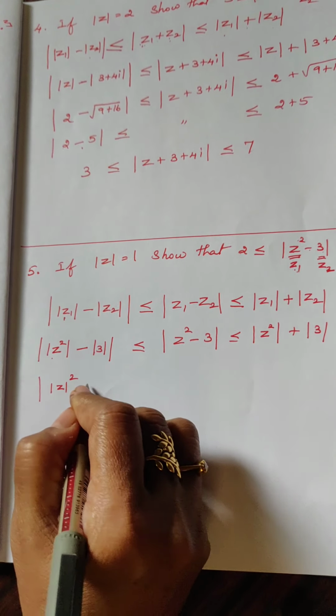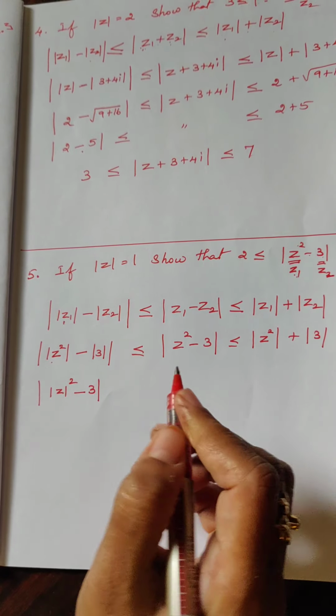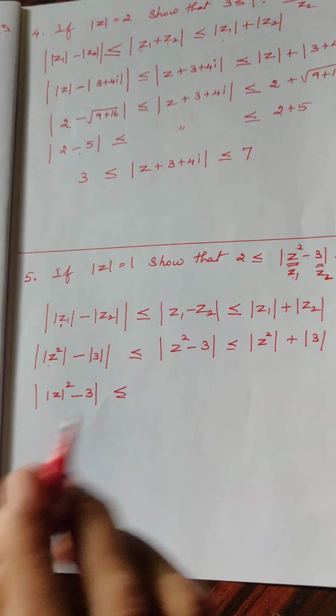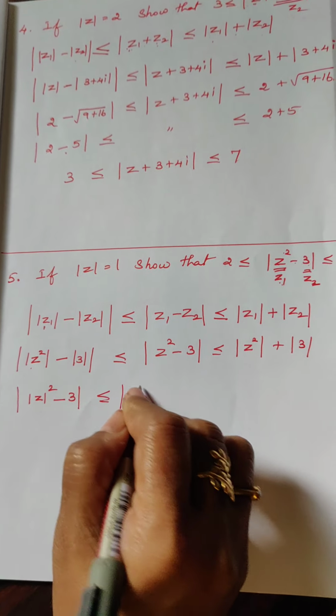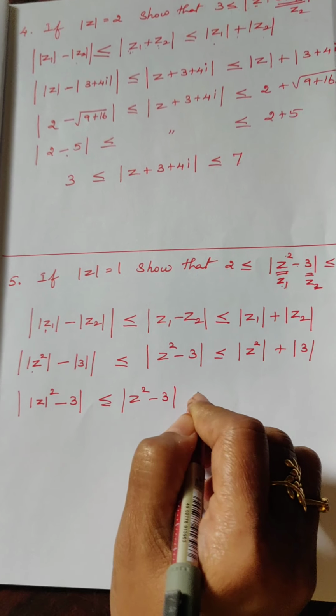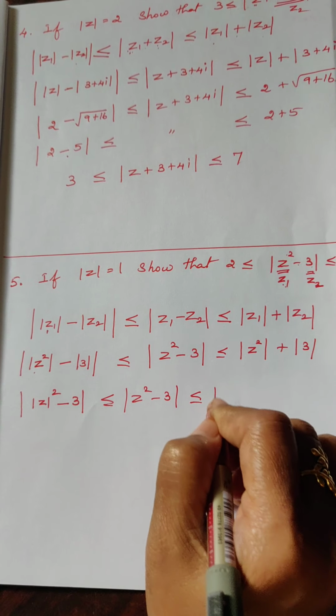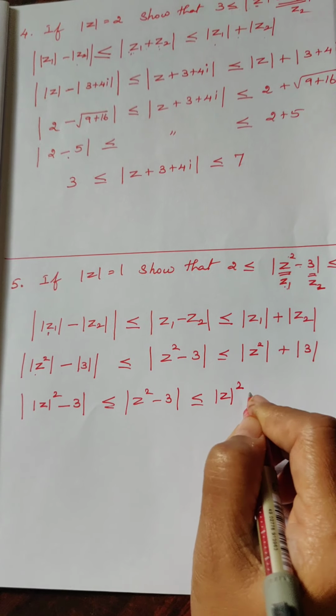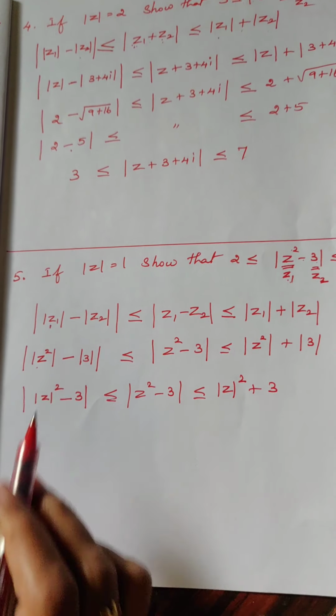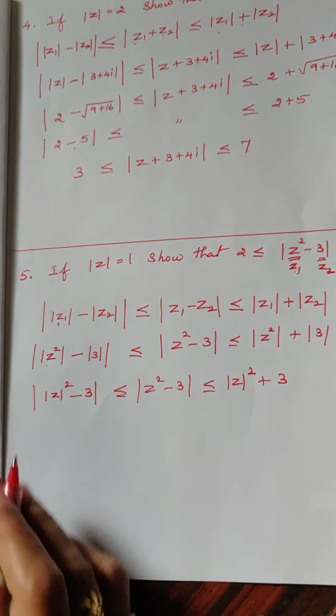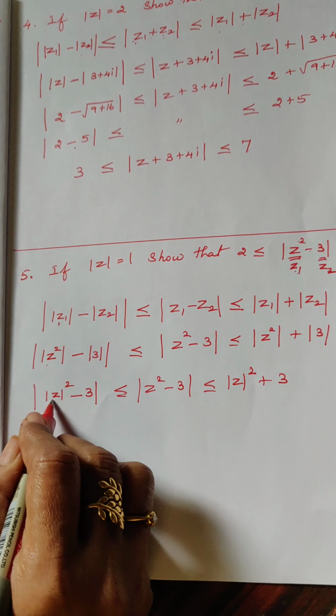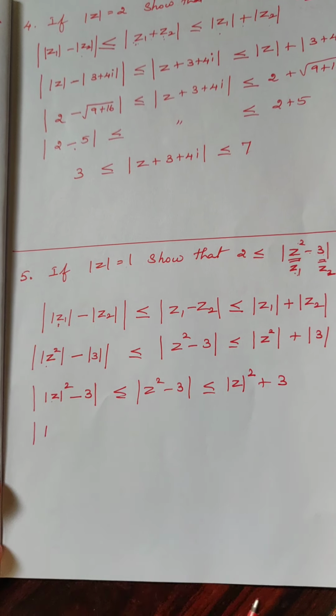Minus modulus of 3 is nothing but 3. Okay. Which already you know this result. Lesser than or equal to modulus of z square minus 3. Lesser than or equal to mod z square plus 3. Clear now? You know the value of mod z as 1. So I am going to substitute that value. 1 square. 1 square is 1.